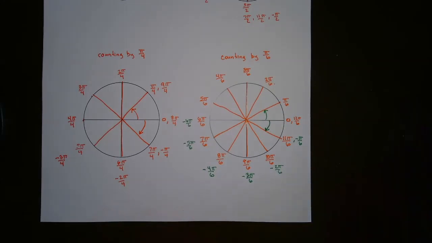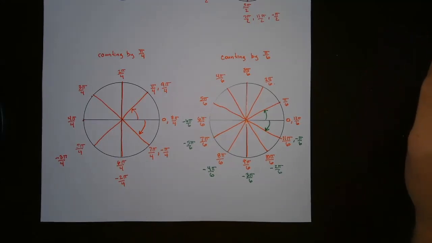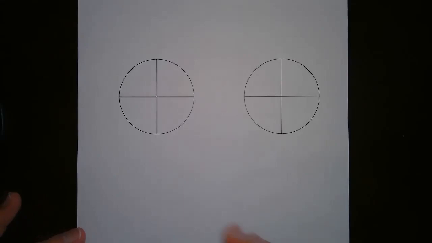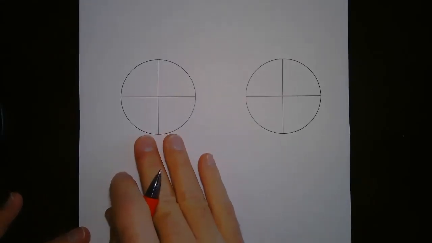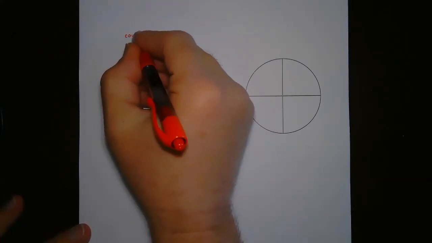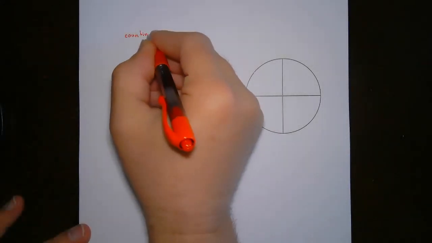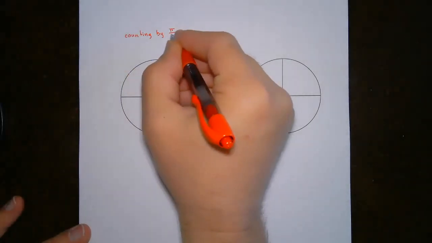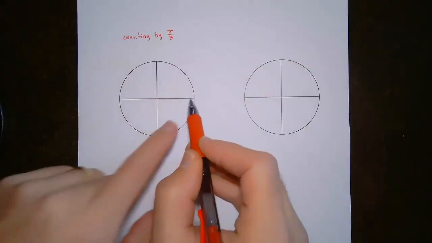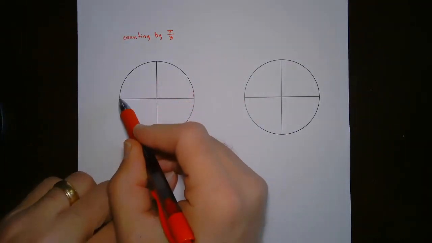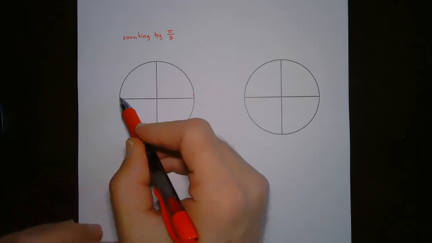All right, I know that's a lot of writing. Let's turn the page and go to the next one. Now this one, what I want to do is count by pi over 3. So from here to here is a rotation of pi.